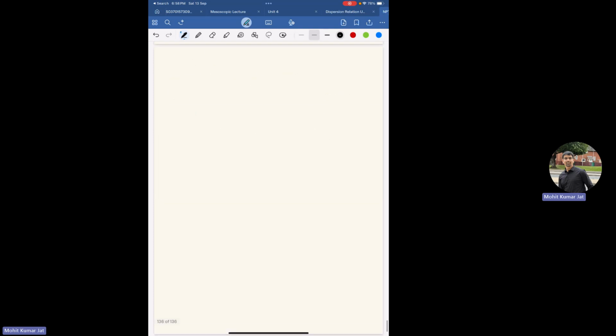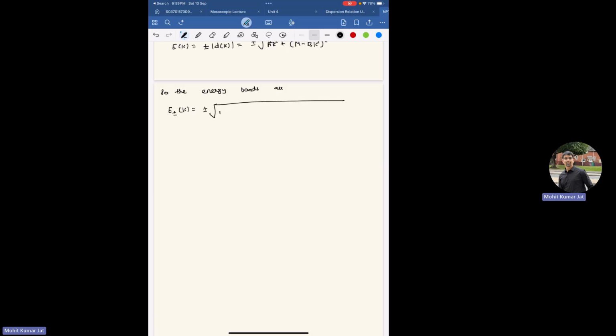So the energy bands will be plus minus under root of A squared (kx squared plus ky squared) plus (M minus B (kx squared plus ky squared)) the whole squared.